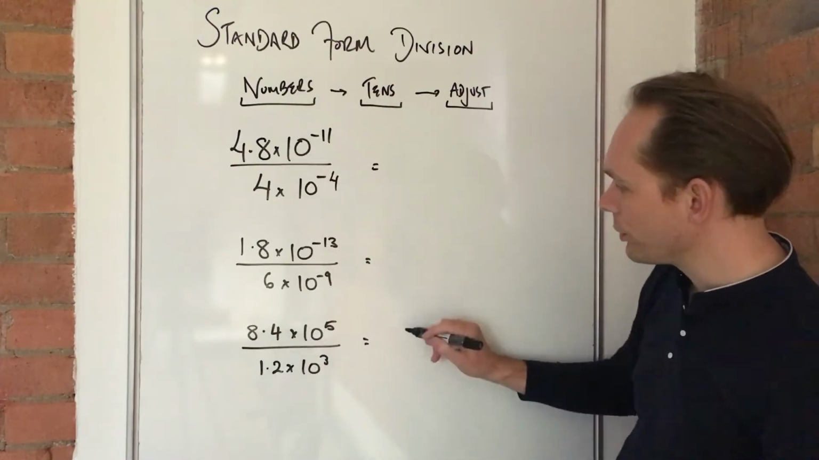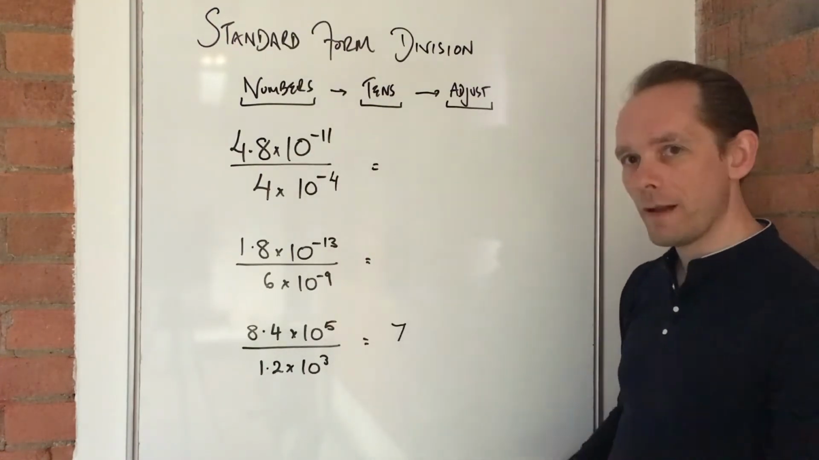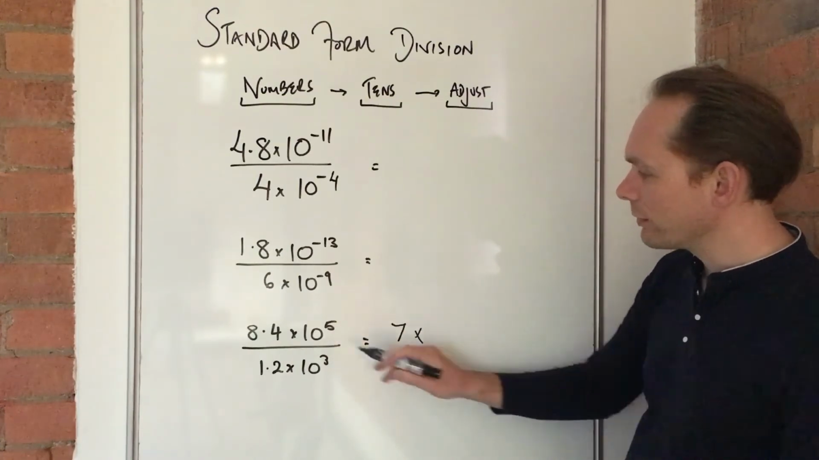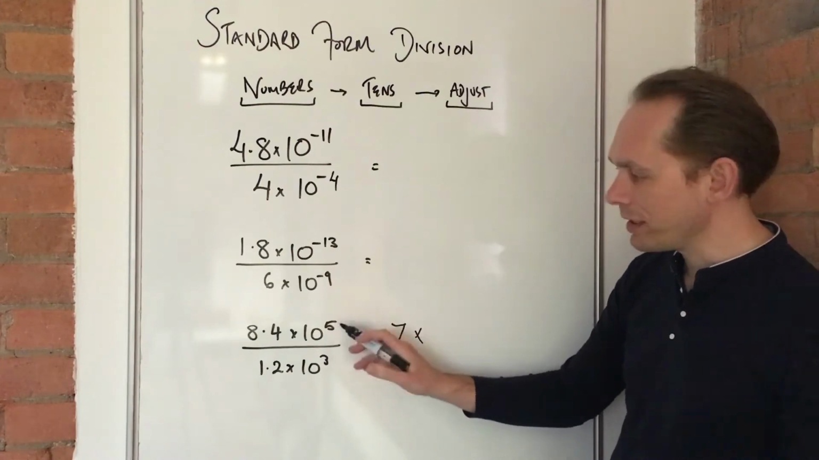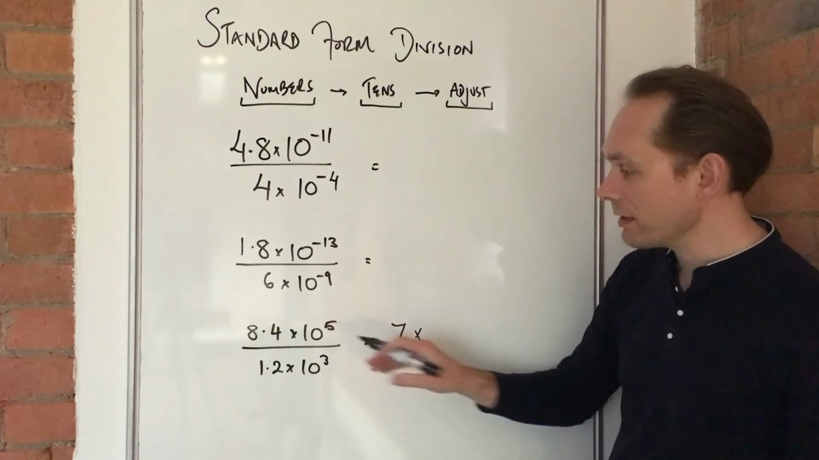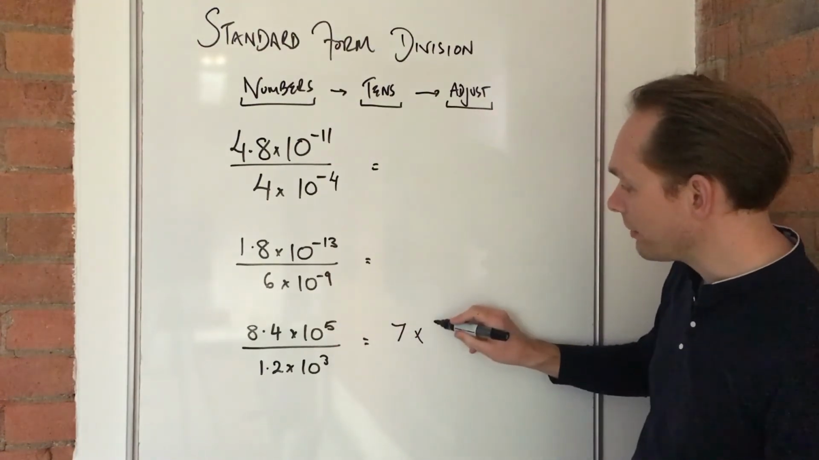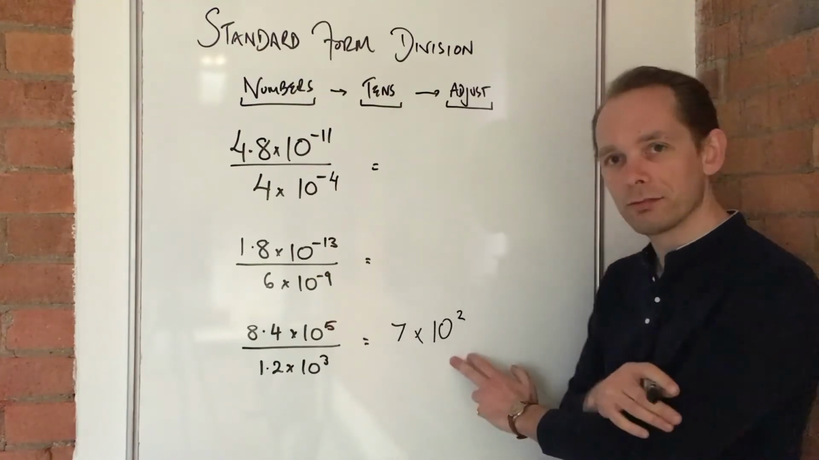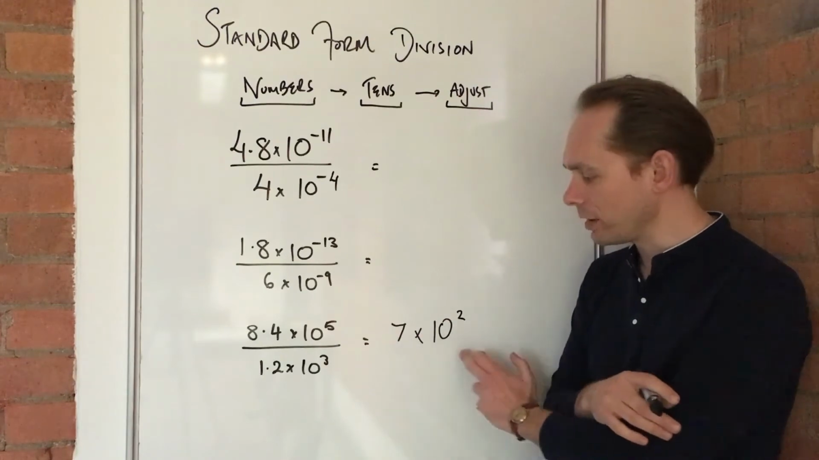8.4 divided by 1.2 is 7, okay? Next, we're going to do the tens bit. So when you're dividing numbers with indices, you subtract the indices. So 10 to the 5 divided by 10 to the 3 is going to be 10 to the power of 5 take away 3, 2. And that's the answer. That one's done. 7 times 10 to the 2.